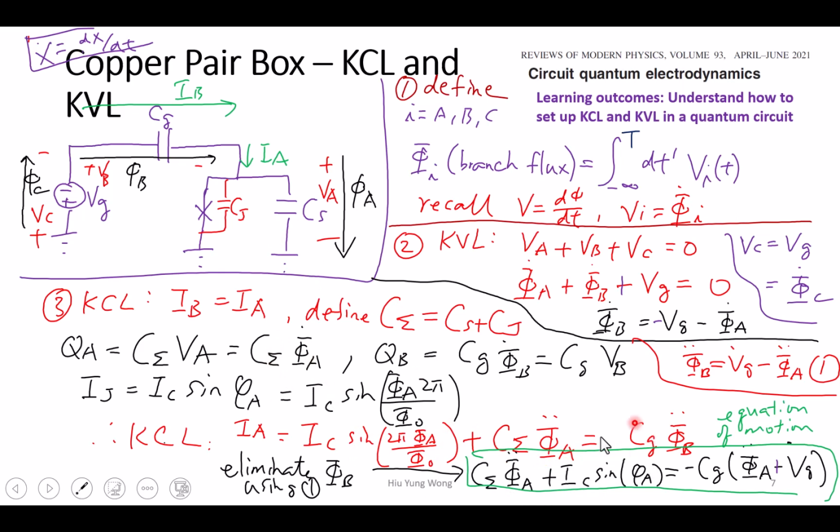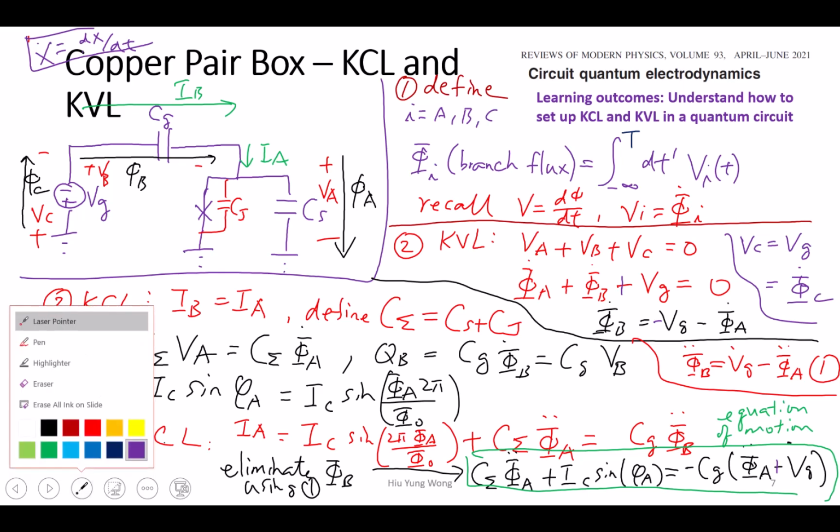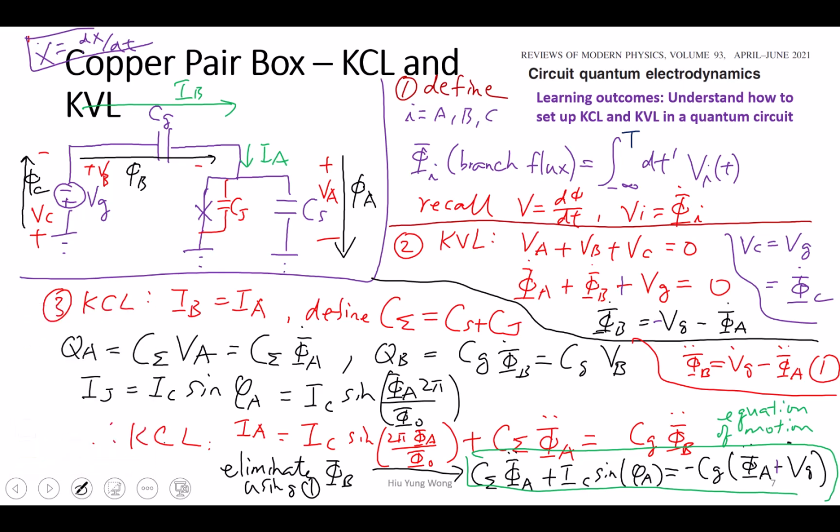But this whole thing needs to be equal to CG phi B dot dot, because this is the current through IB. So here I'm jumping a little bit, because why do we get this? Because IB equals the time derivative of QB, which is dQB dt. So if I take a further derivative on this, then I get the double dot.